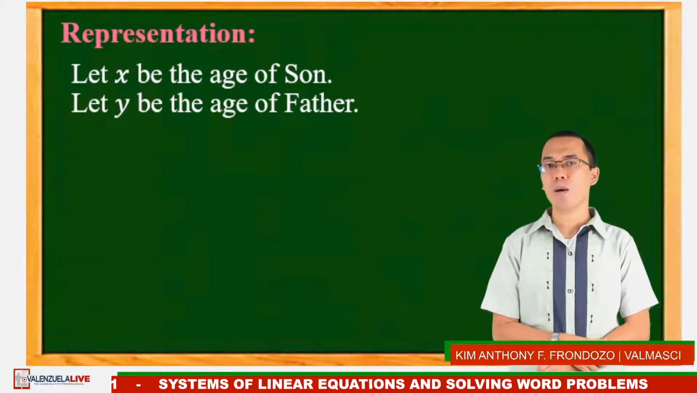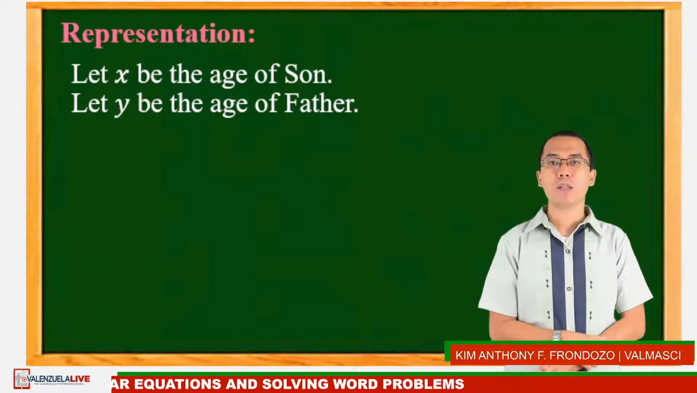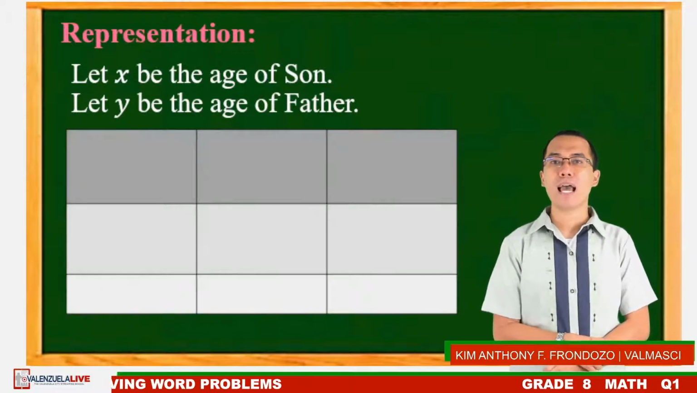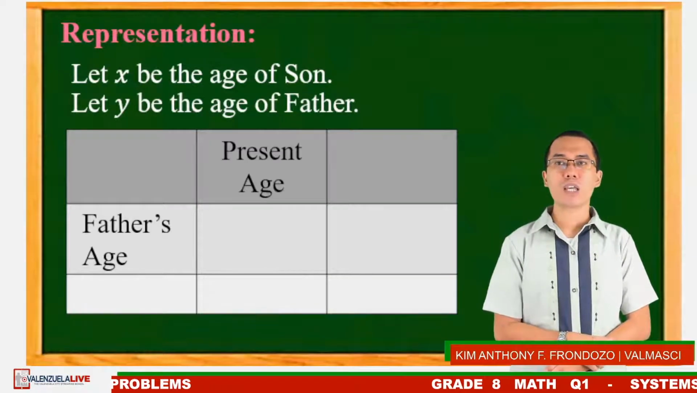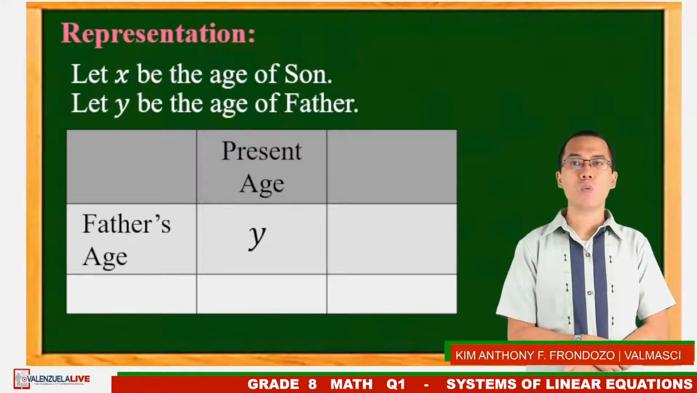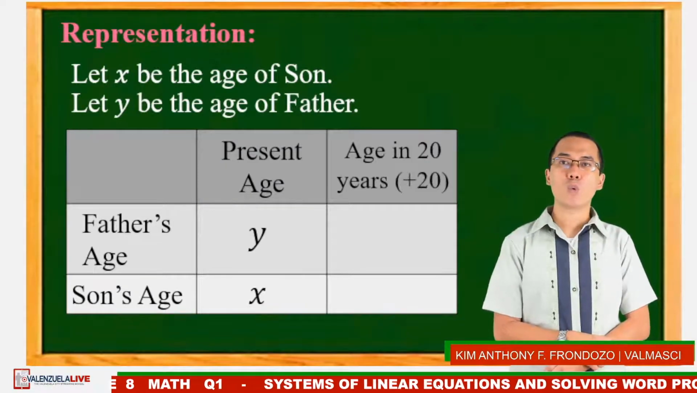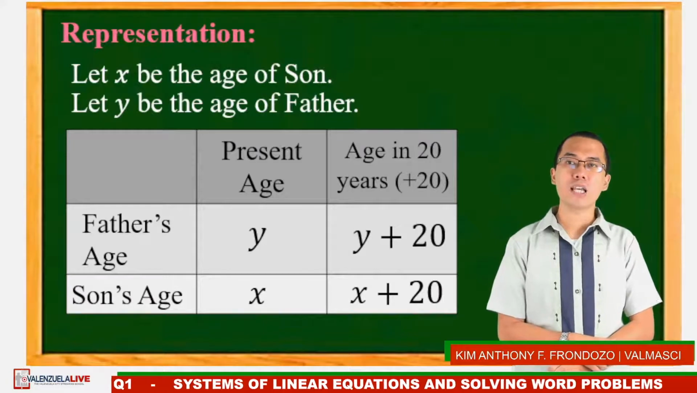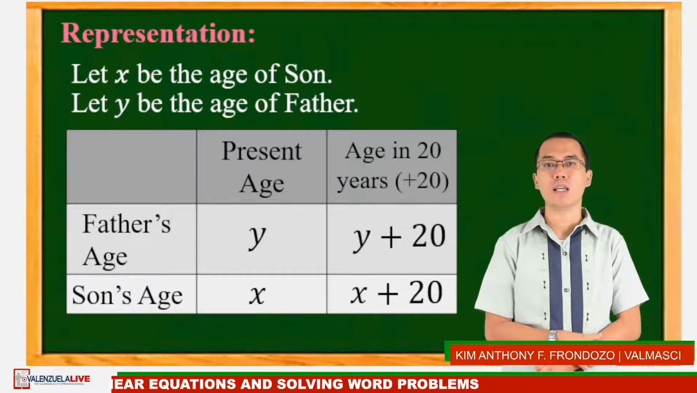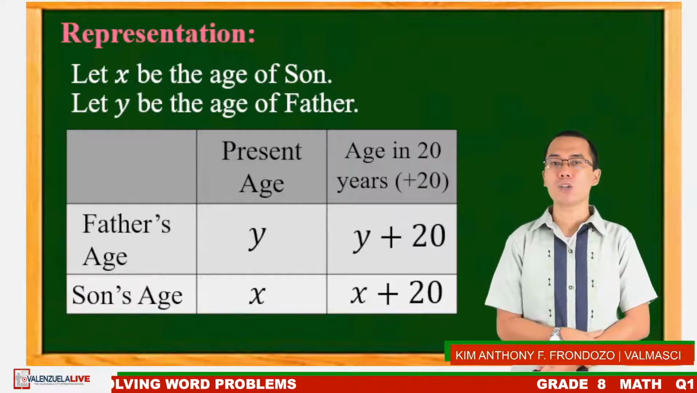For this type of problem, we can make a table to show relationships between their present ages and their ages in 20 years. So we'll have here the table, the father's age, their present age. According to the problem, that would be y, and the son's age is in terms of x. And in 20 years, the father's age will be y plus 20 and the son's age will be x plus 20. Now, let's translate the given problem into a mathematical equation.